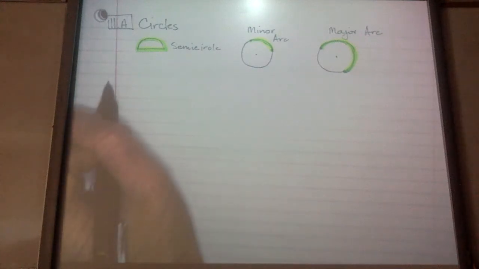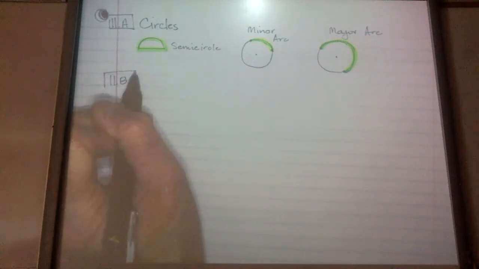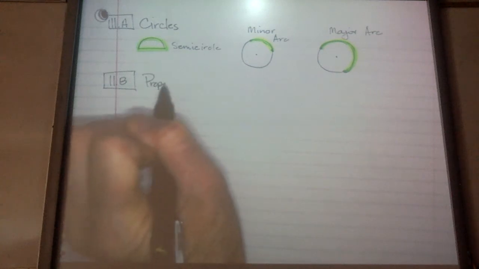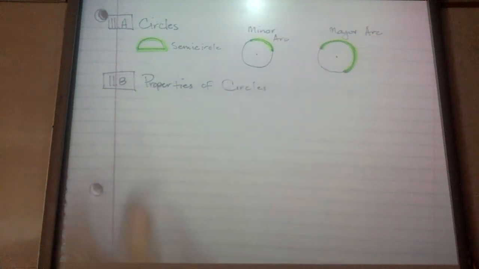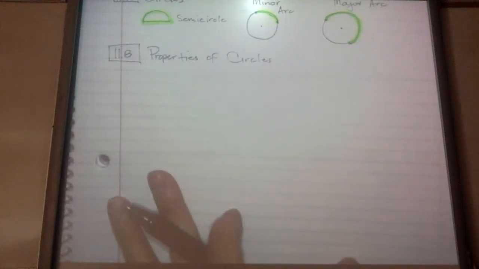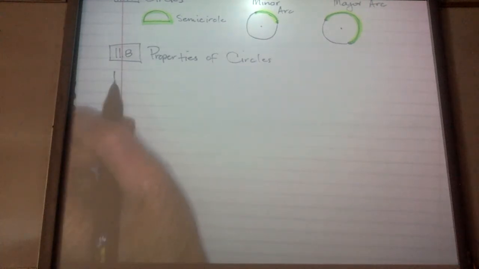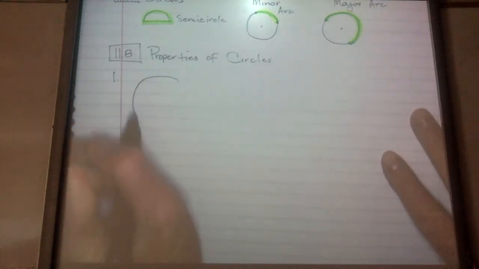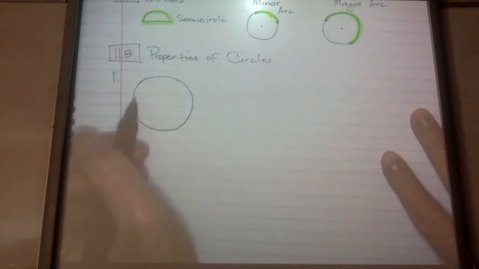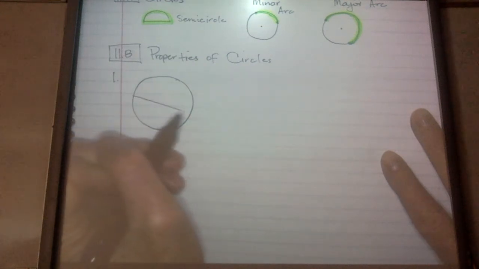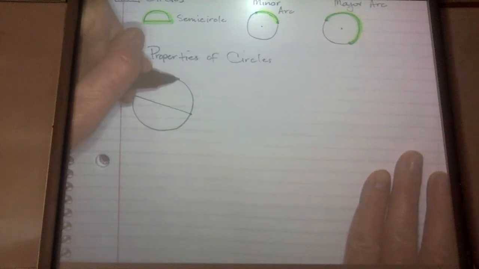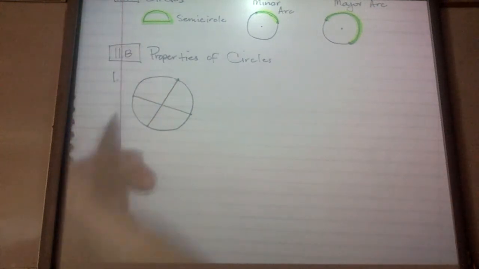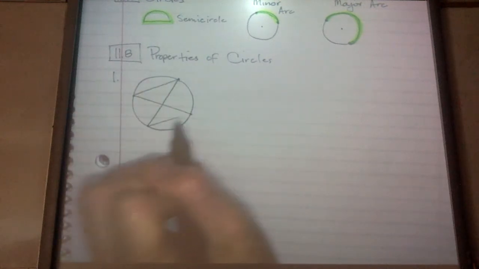All right, so 11.B reviews the properties of circles. So the first property, I'm going to cover it as we do a problem. I'm just going to jump right in and review the property as we do the problem. So if I have, if I intercept this circle with 2, there we go.